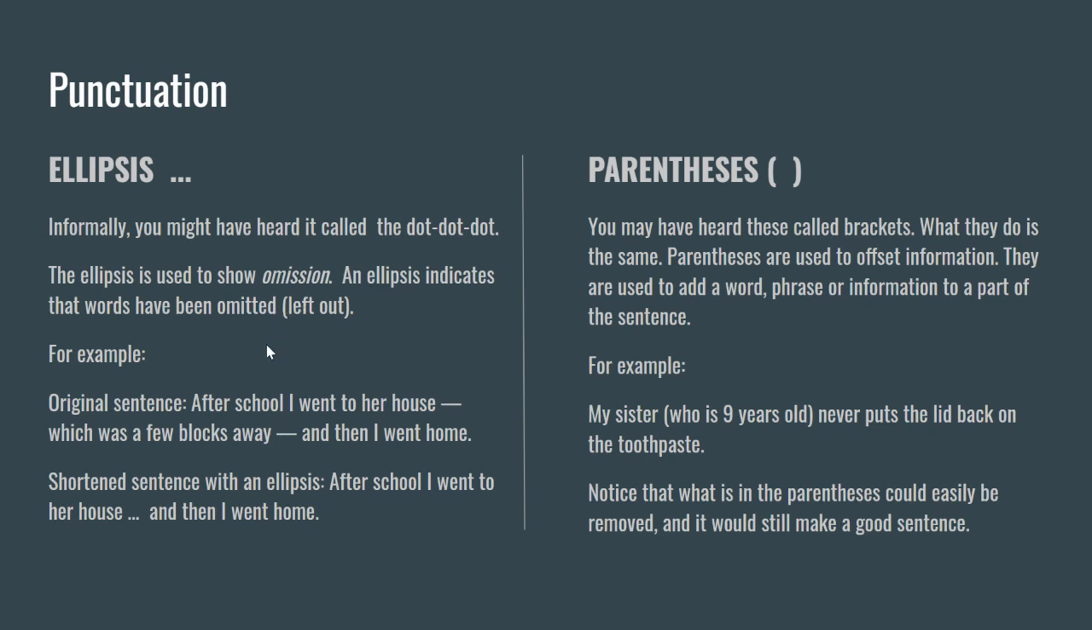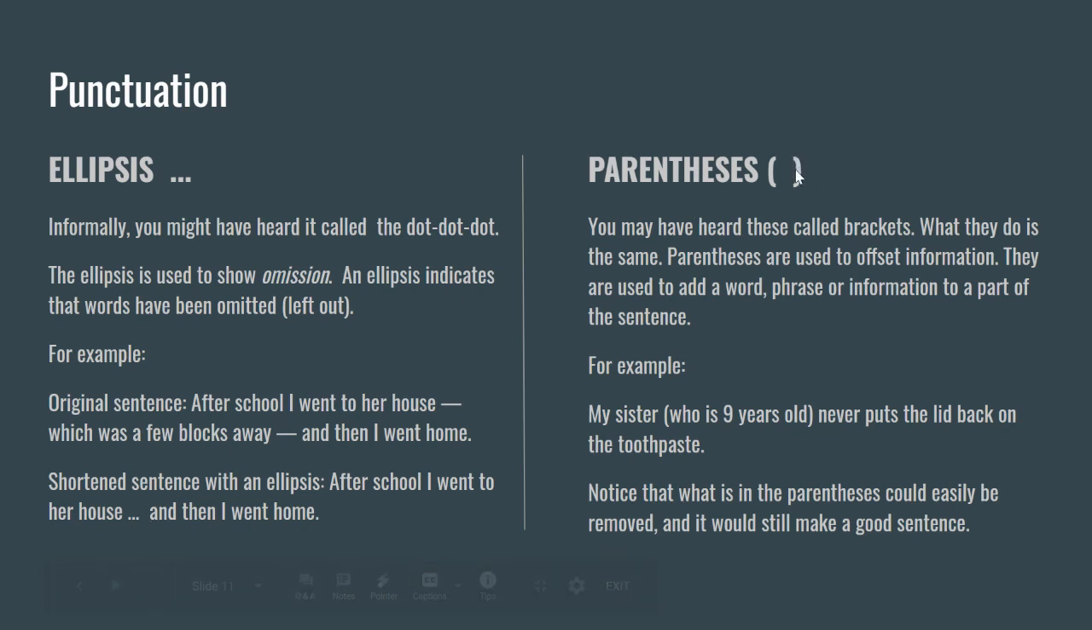So for example, maybe in the original sentence, it reads like this: After school, I went to her house, which was a few blocks away, and then I went home. If we wanted to shorten that sentence, and again, if we were trying to quote it directly, we could do this: After school, I went to her house... and then I went home. So these three little dots, that ellipsis, simply tells your reader that in the original sentence, there was something there, and you removed it. So that's the nature of ellipsis.